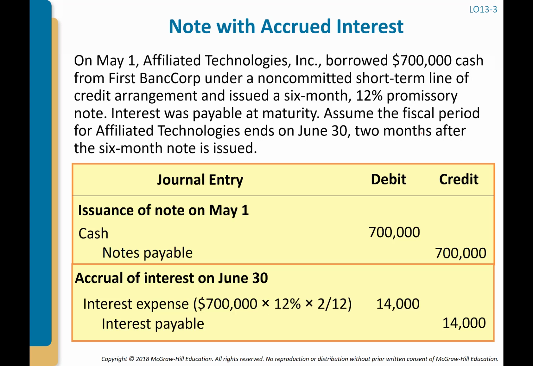Is to count how many months in accrual of interest, right? So it's all of May, all of June. It's 2 months, right? Okay, and so at the end of June, for those 2 months, we would debit interest expense. We would credit interest payable.